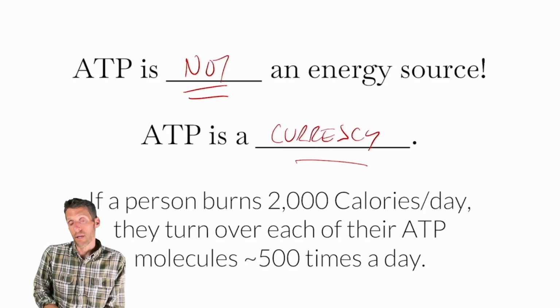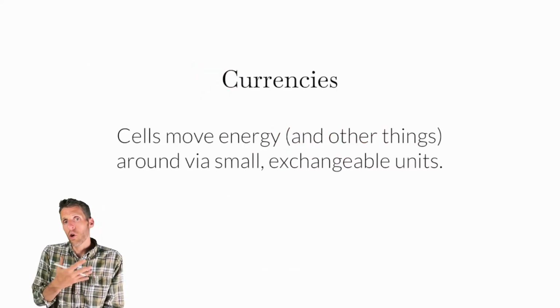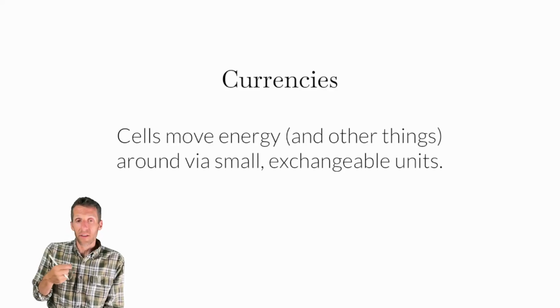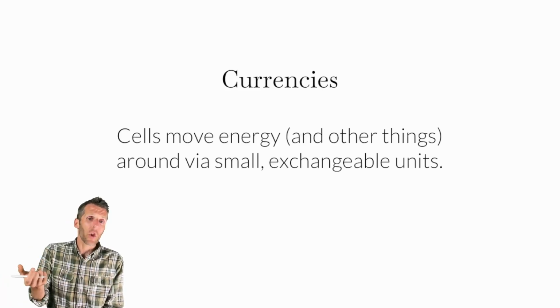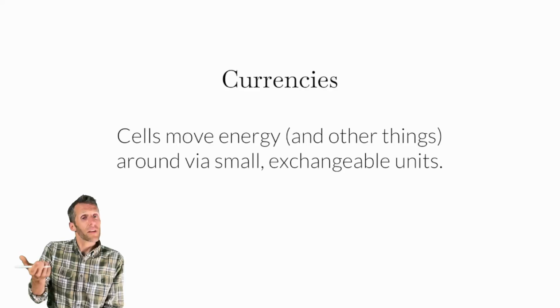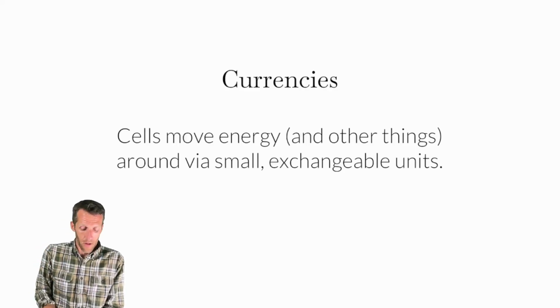It is a currency. Currencies are ways that cells move energy and other things around in small exchangeable units rather than as single big blocks of things. It's like a universal way to say, hey, I need a little bit of energy. Here's an ATP that has a little bit of energy.